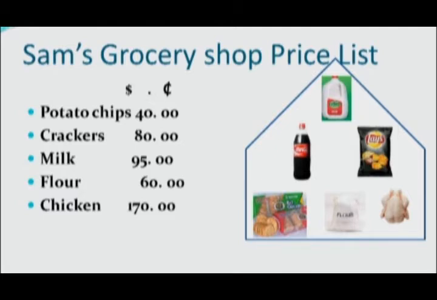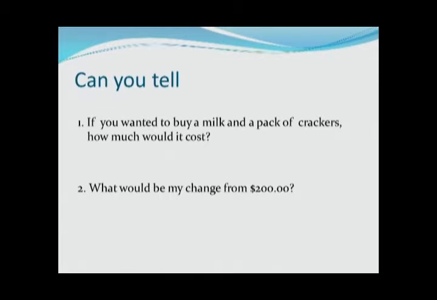Remember, when we looked at the first lesson, we looked at Sam's grocery shop. Here is an example of it again. I want you to look closely at the price list. Now I'm going to ask you to use coins and notes and to decide whether you can purchase anything from Sam's grocery shop. Let's move on to the question. If you wanted to buy a milk and a pack of crackers, how much would it cost? Let's look at the price list again.